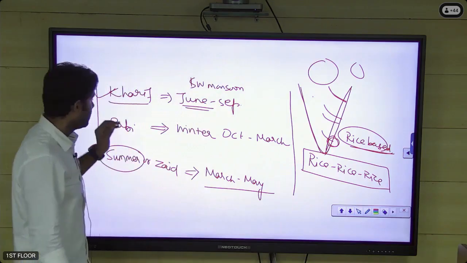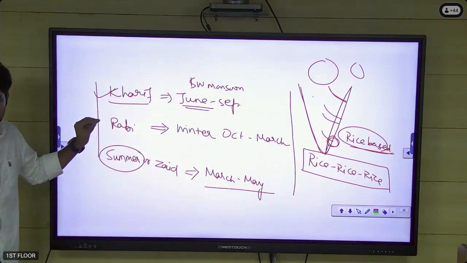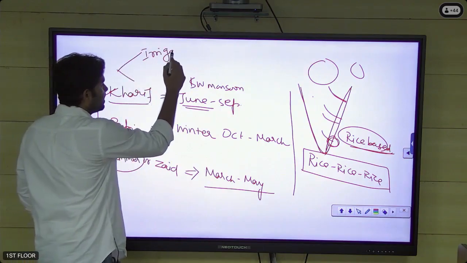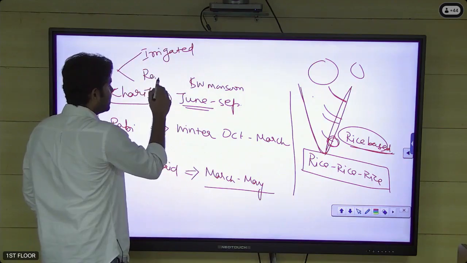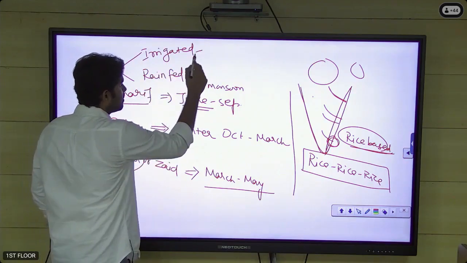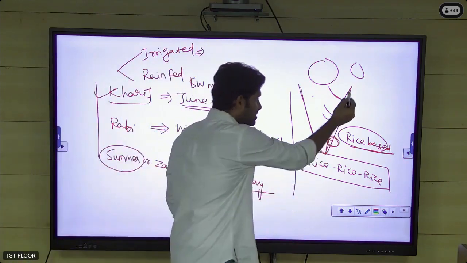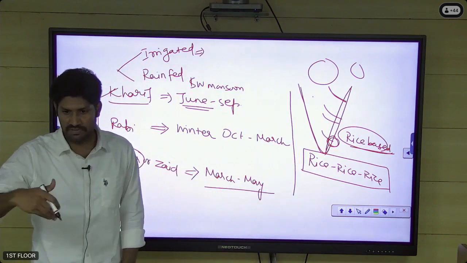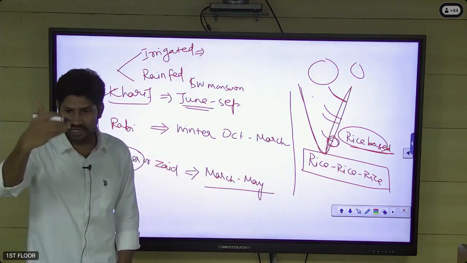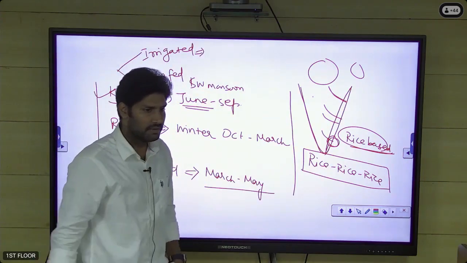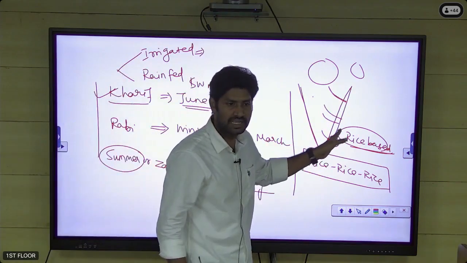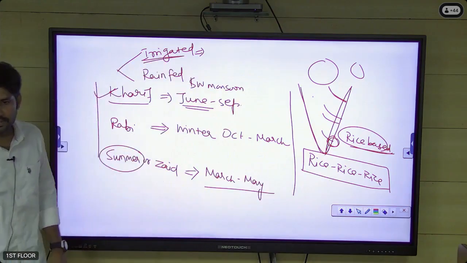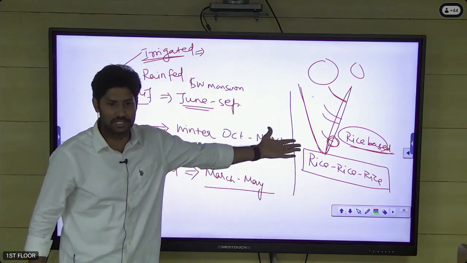Based on the availability of a water source, we can divide agriculture into two types: irrigated agriculture and rain-fed agriculture. Mostly the Delta region comes under irrigated agriculture because the farmers get an assured source of irrigation from any one of the river sources, Kaveri, Krishna, Godavari, Mahanadi. So they come under irrigated agriculture. Here the source is mainly canal irrigation.